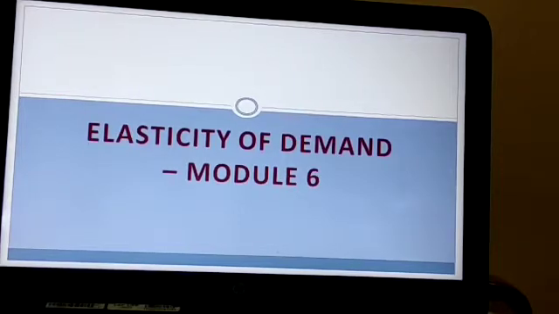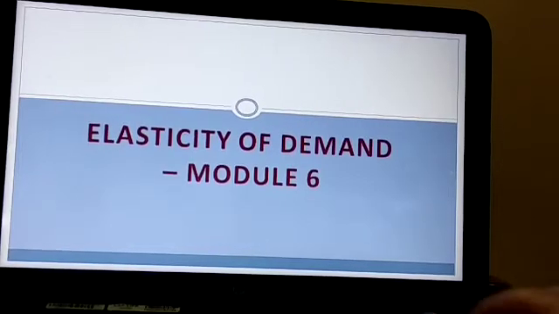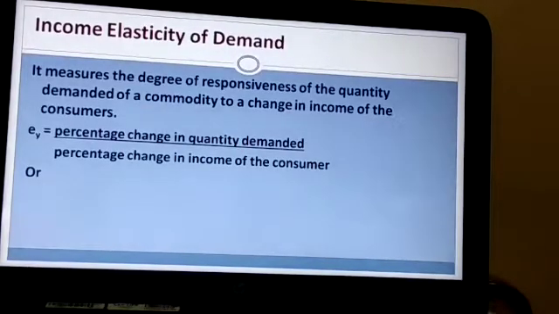As per the ISC syllabus, the major portion is to be covered regarding price elasticity of demand, and we just have to do the introduction of income elasticity of demand and cross elasticity of demand. So let's move on to the introduction. The first point, income elasticity of demand. What is meant by income elasticity of demand?